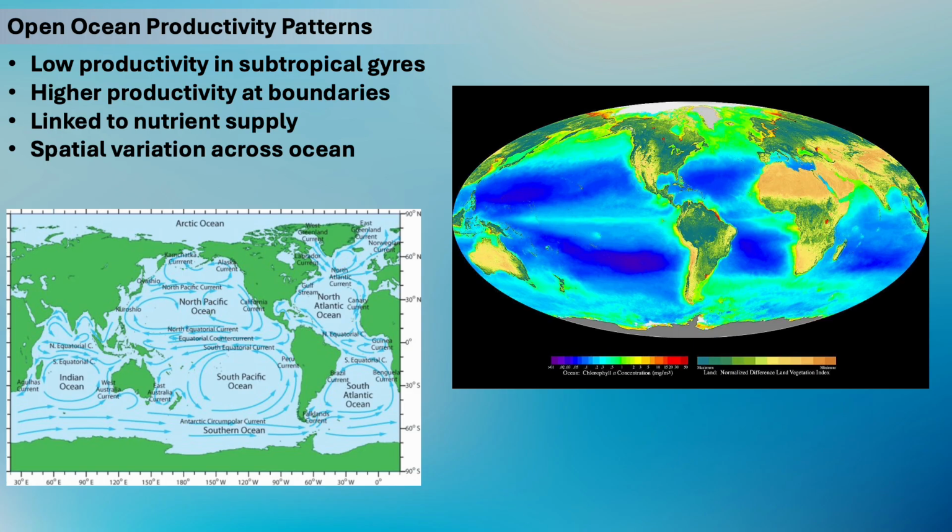Primary production in the open ocean is not uniform. Instead, it varies significantly across different regions depending on nutrient availability and physical processes. The centers of subtropical gyres are among the most nutrient-poor regions of the ocean. These areas are strongly stratified and receive very little input of nutrients from deeper waters. As a result, phytoplankton productivity is relatively low. You can see that on the productivity map on the right-hand side of the slide.